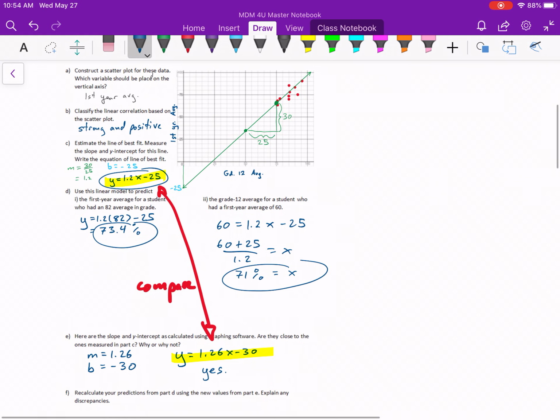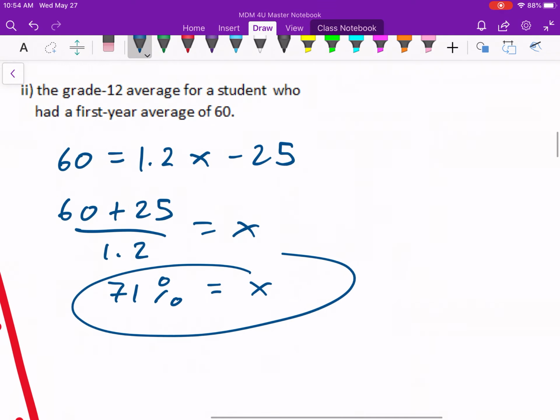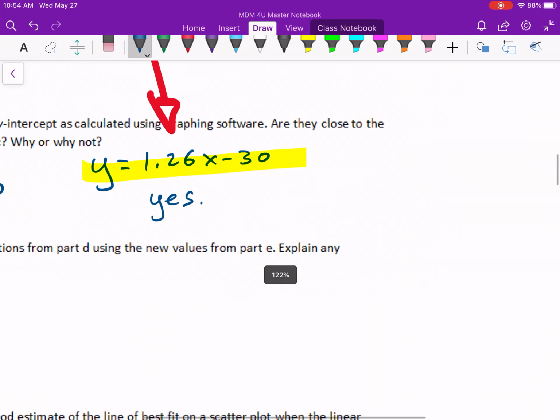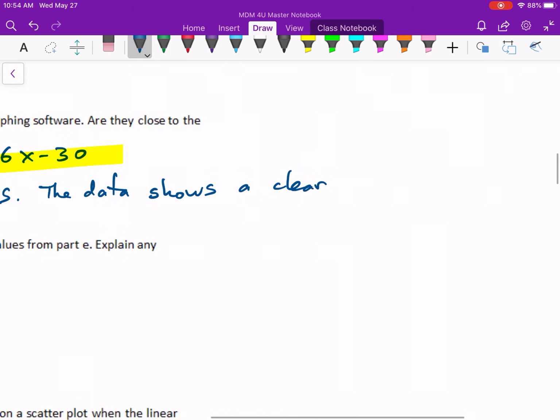We can see the trend going back to this data, to this scatter plot, these points. The trend is pretty easy to see. The points are close together. It's clearly going upwards. It's not very hard for me to draw a line of best fit. Clear trend.